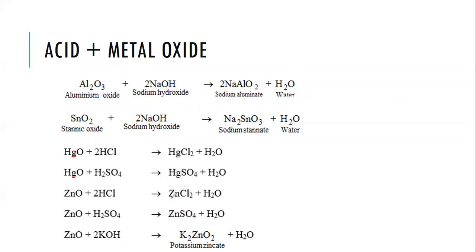And the last example, let's look at the last example. Zinc oxide plus KOH. This is actually a base. I'm not going to give this example; we are going to discuss it later. This one is potassium hydroxide, a base. We are talking about acids today, so I'm just going to skip this.